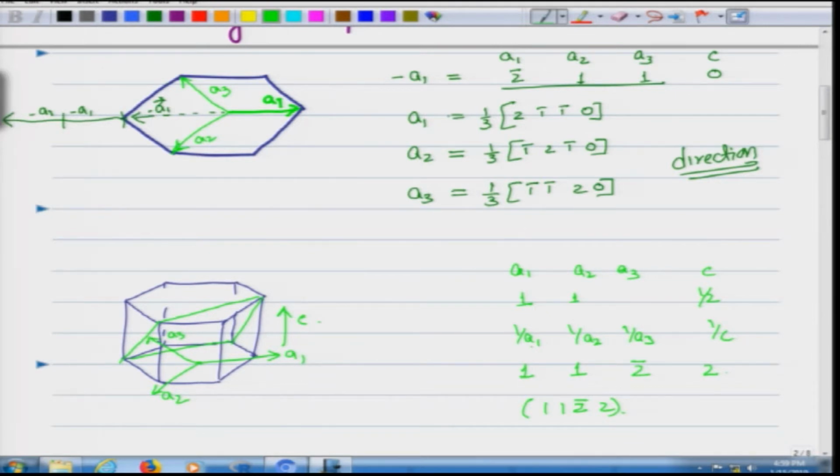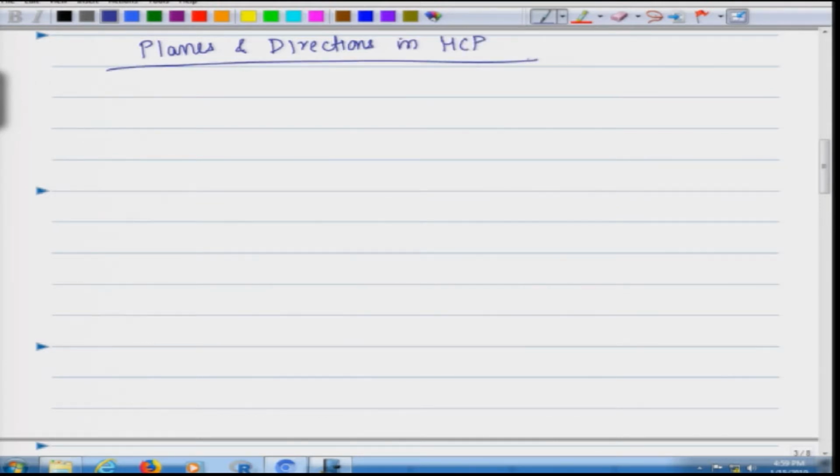Now, let us look at various possible planes and directions. Here we will also classify what are the different planes and directions. So, the first one, let us talk about basal. It is one of the most important planes with respect to HCP.